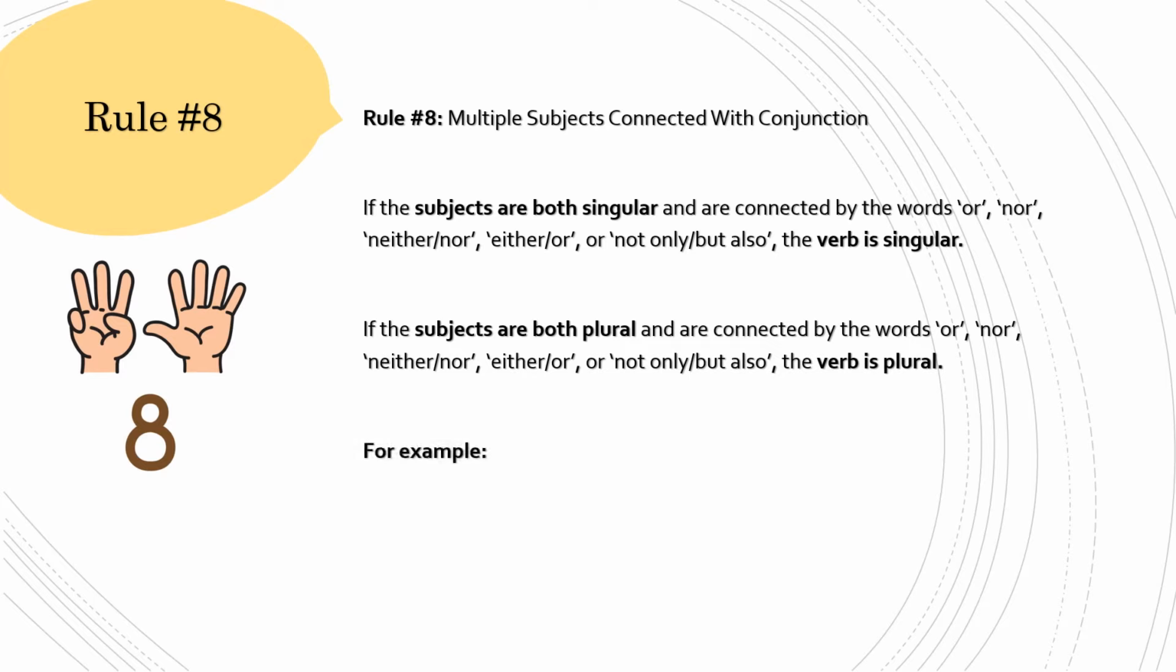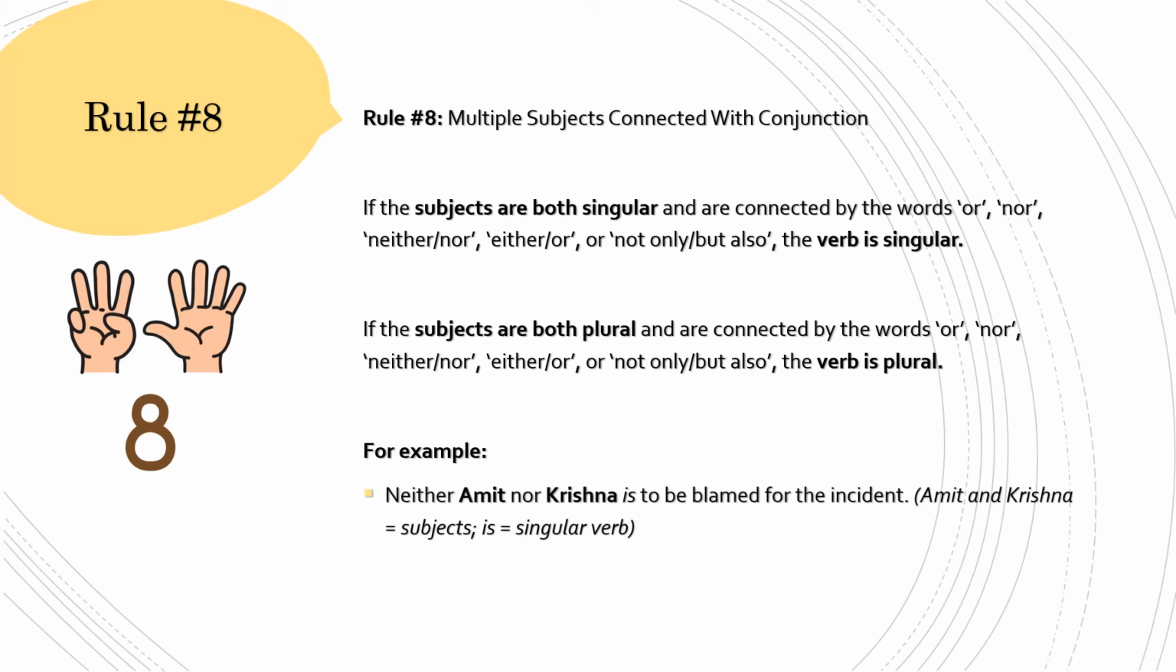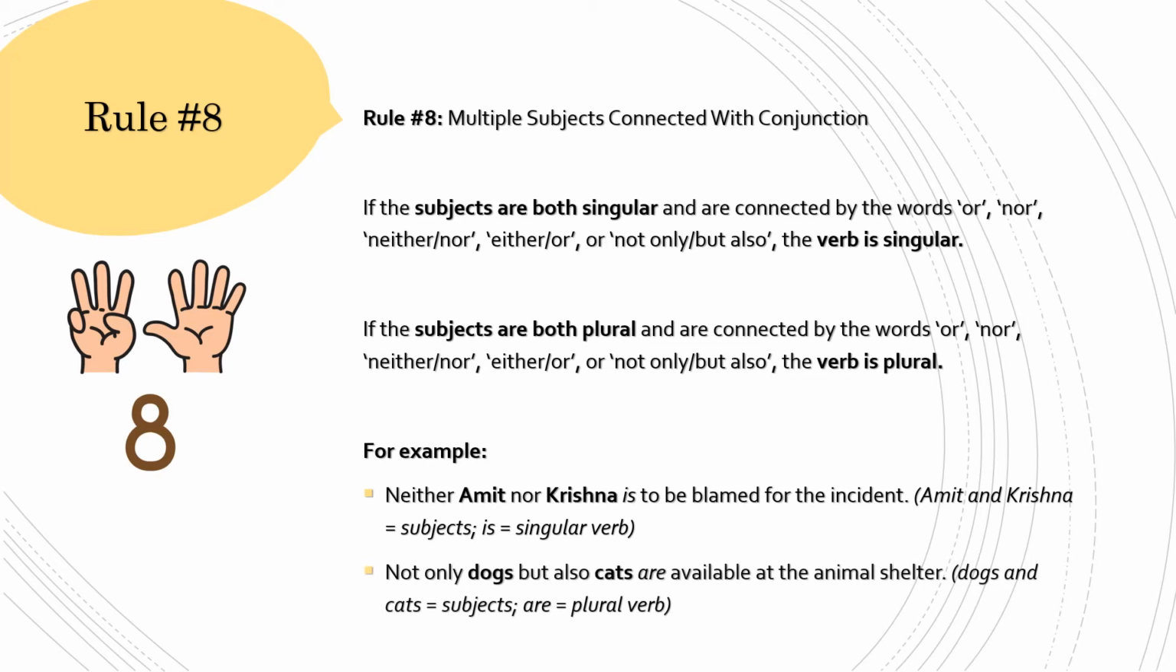For example, neither Amit nor Krishna is to be blamed for the incident. Amit and Krishna are the subjects and is is the singular verb. Not only dogs, but also cats are available at the animal shelter. Dogs and cats are the subjects and are is the plural verb.